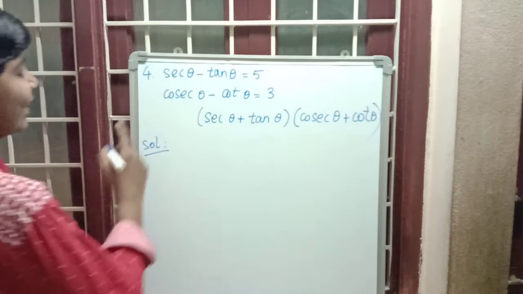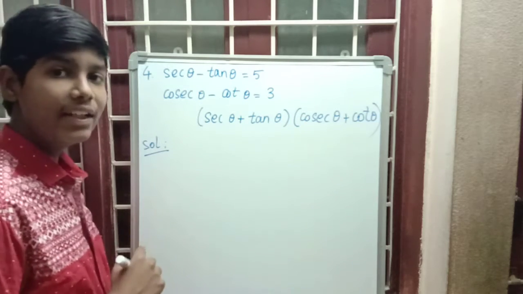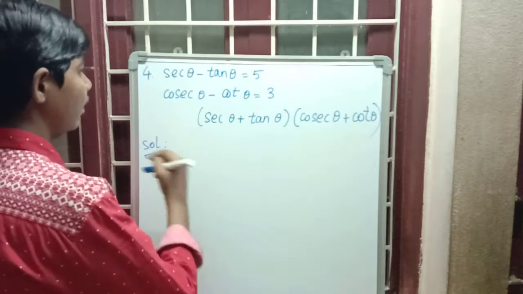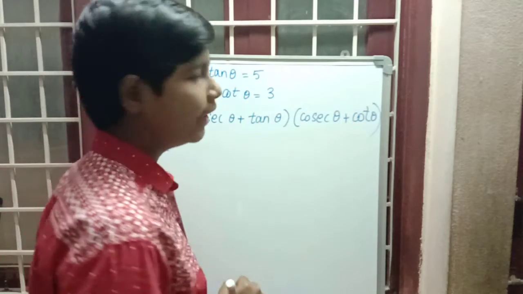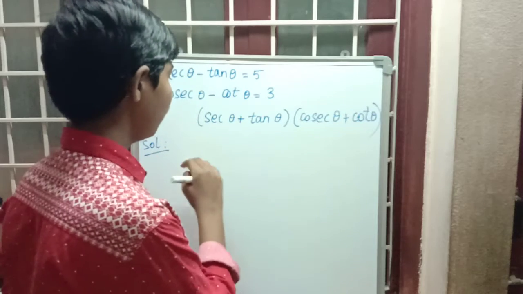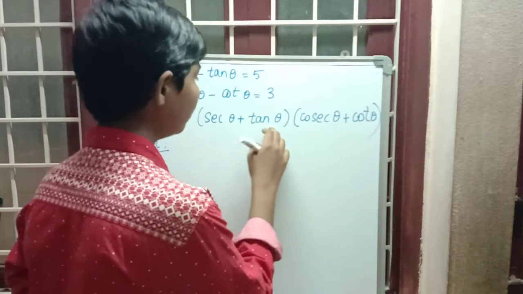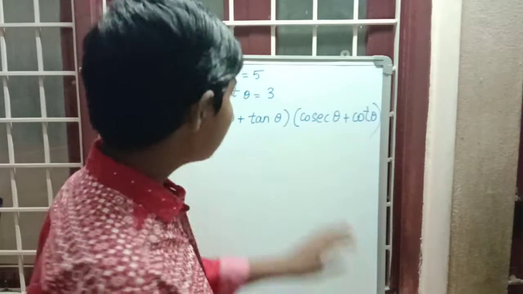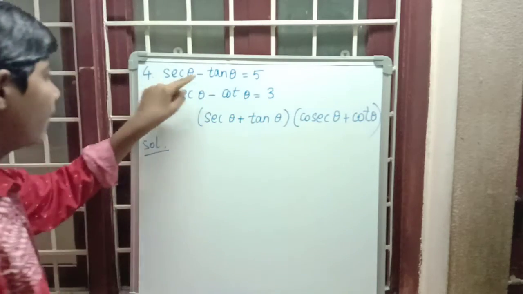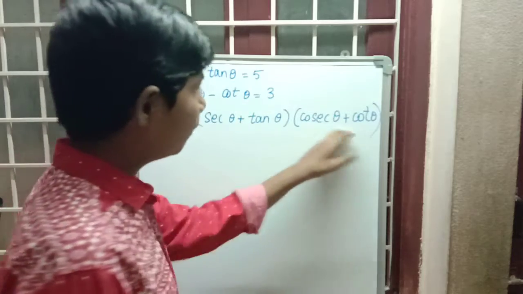Given secant theta minus tan theta is equal to 5 and cosecant theta minus cot theta is equal to 3, we have to find the value of (secant theta plus tan theta) into (cosecant theta plus cot theta). Here minus is given, but we are asked to find both with plus.